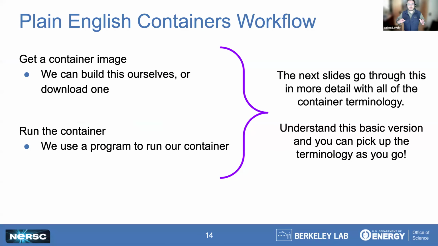I'm trying to make this as simple as possible to understand. We really have two steps that we're going to be doing. The first is getting a container image, and the second is running the container. When we get the container image, we can either build it ourselves or download one. When we run the container, we're going to use some program to actually run it. All the rest of the slides here are really explaining this in more detail. So if you understand this, you'll be able to copy and paste and maybe not fully understand all the examples we're going through, but hopefully understand enough to walk through it and develop your understanding as you go.